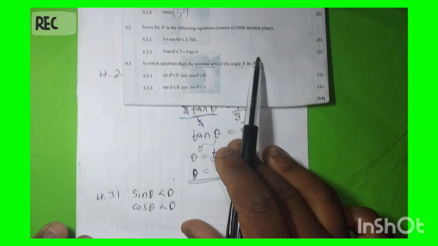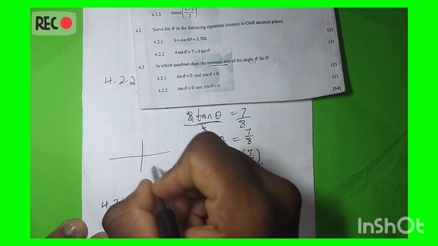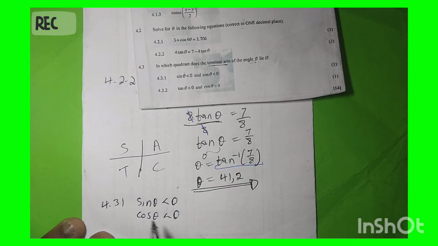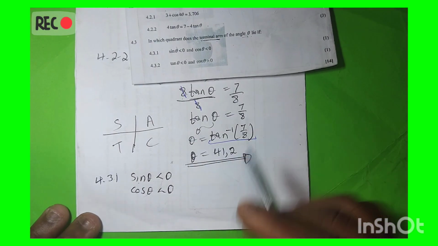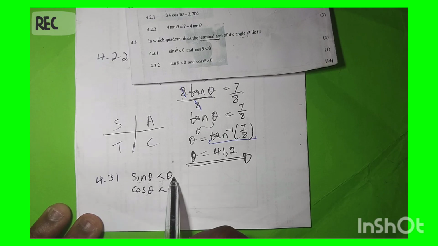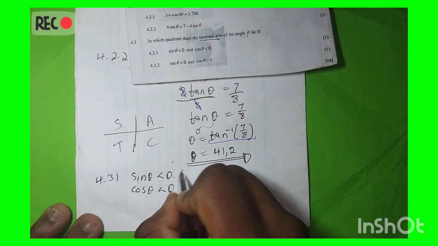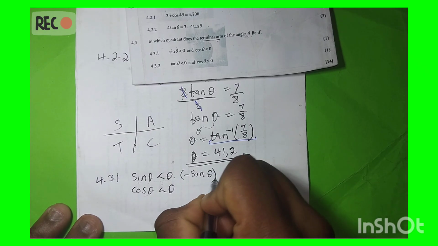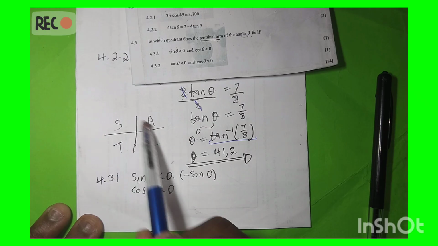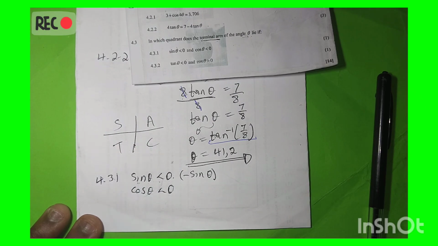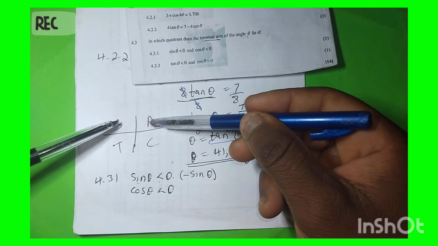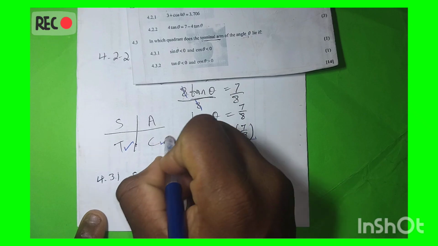To determine that, you should understand that from a Cartesian plane we have what we call All Student Take Coffee. Now let's try to understand the information we are given. They say that sine theta is less than 0. Something that is less than 0 is negative, which means sine is negative. Check where sine will be negative on the Cartesian plane. In these two quadrants sine is positive, meaning sine is negative here and there.